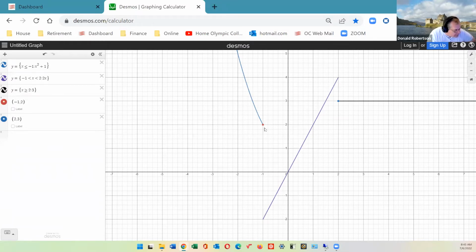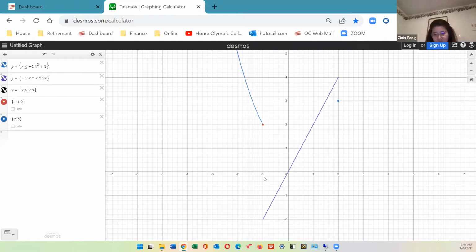So, solid dot, open circle, open circle. So we should be able to answer questions now about left, right, and overall limits. So let's do the -1. What is the limit as x tends to -1 minus? That is the left limit. 2. Correct. -1 plus, which is the right limit.